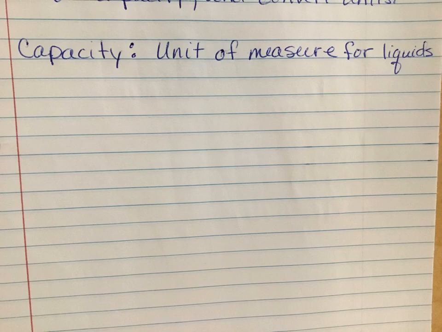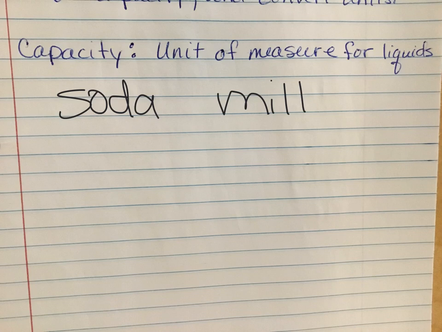Okay, so before we can go on, we need to know what the word capacity means. So I have the definition of it. It's a unit of measure for liquids. So let's think of some liquids that we might need to measure. Well, I know that you've been to McDonald's once or twice, so you might have gotten a soda, or you might have had some milk there. Both of these are liquid.